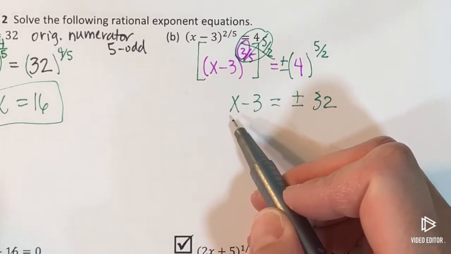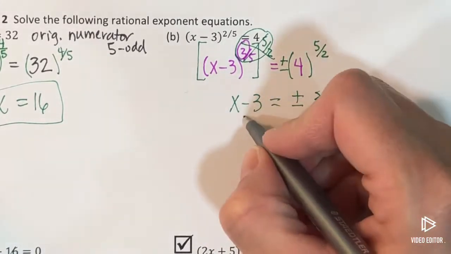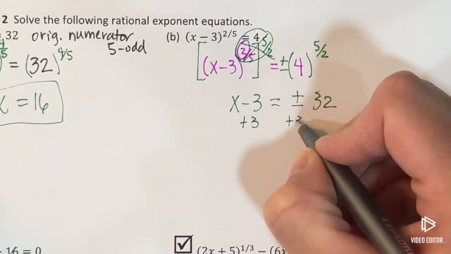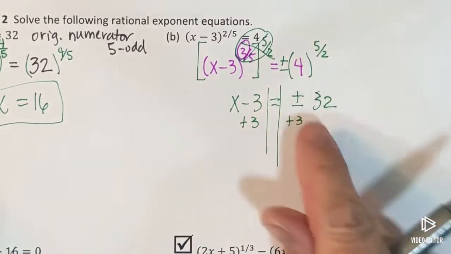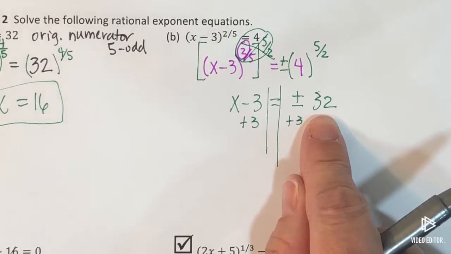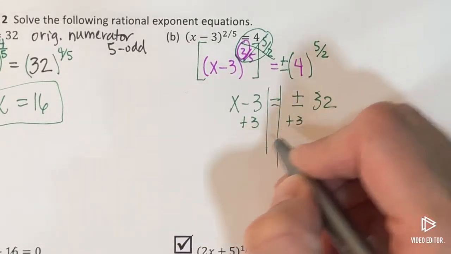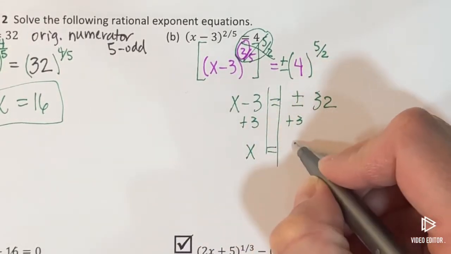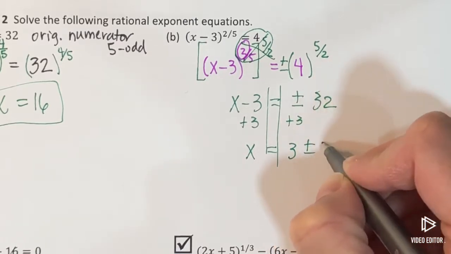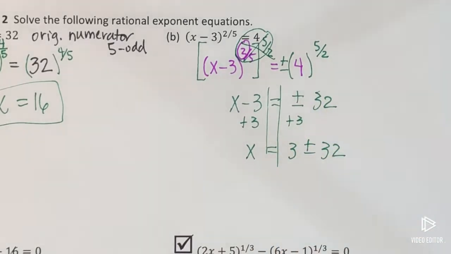I need to get x alone. This one's not alone yet, so I'm going to add 3 to both sides. Keeping in mind, I have plus or minus 32. It's not just a regular 32. So same as always, anytime you have a plus or minus, anything you add or subtract over is going in front of it.